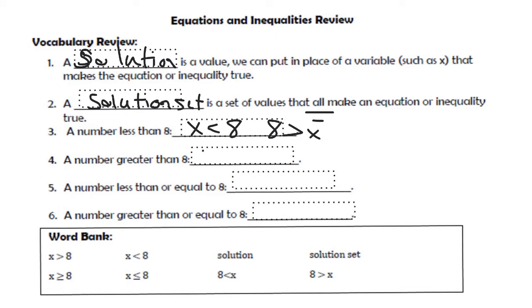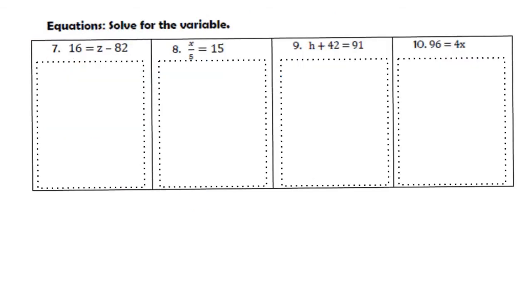A number greater than 8 would be this way. Okay, a number less than or equal to 8. So you would have your variable, oh, sorry, that's supposed to be less than, not the greater than, less than or equal to 8. And then a number greater than or equal to 8. Okay, those are all of the inequalities. And we'll talk more about the inequalities when we get to that section.